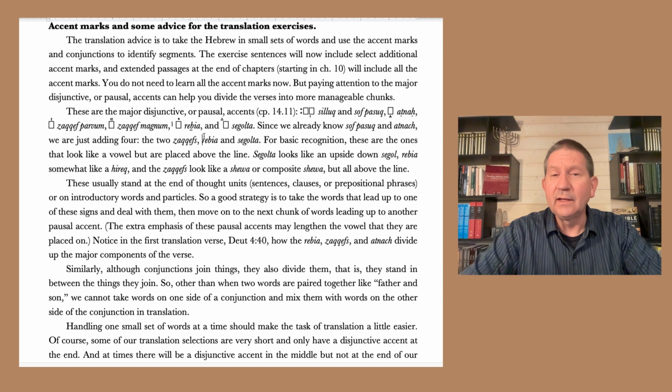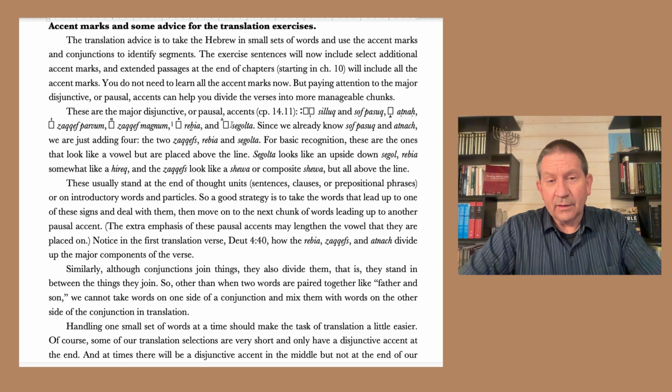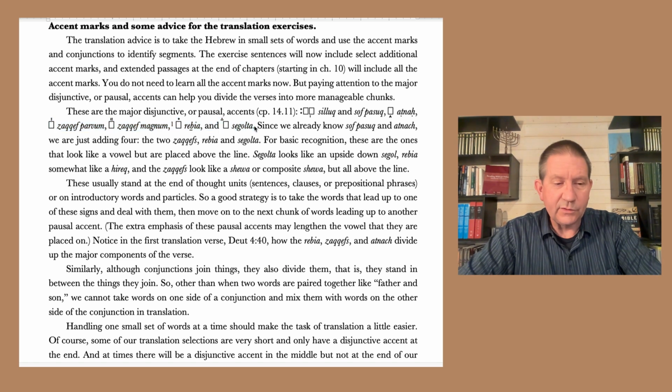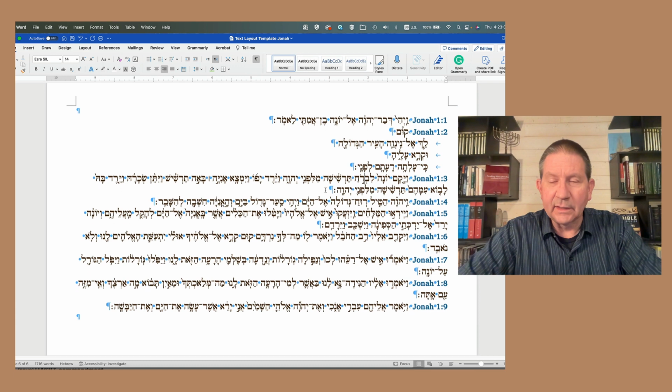So when you're seeing lots and lots of different accent marks that we don't have to learn how to name at this point in time, these are the ones that you want to pay the most attention to and ignore all the rest. So silluk and sof pasuk and atnach that we've seen a lot, and then a few more that kind of look like vowels but are above the line. So let's go back to our text of Jonah.